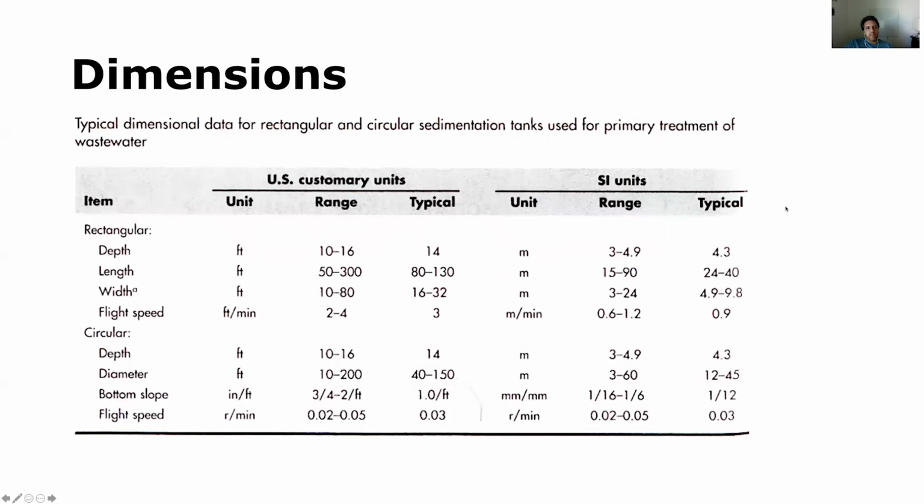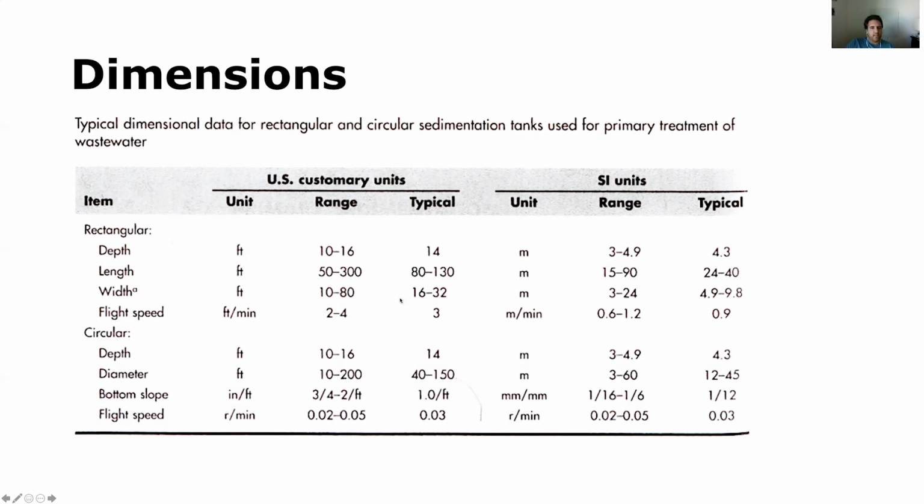All right, here's some typical dimensions for rectangular and circular sedimentation tanks. Just for constructability and practicality, we don't want to use tanks that are too deep or too shallow. So like 14 feet is a typical depth. Diameters could range from 40 to 150 feet for circular basins, or the length of a rectangular basin might be between 80 and 130 feet.